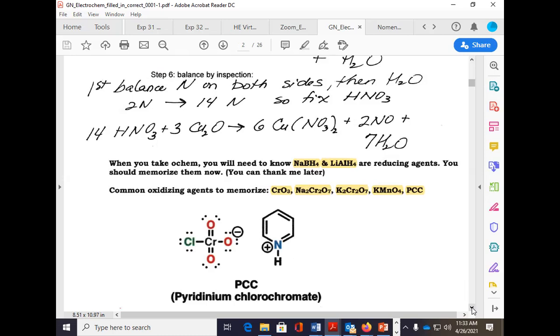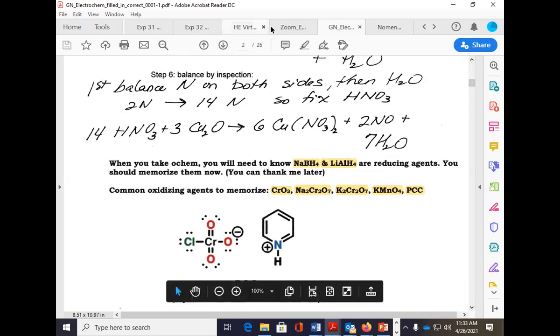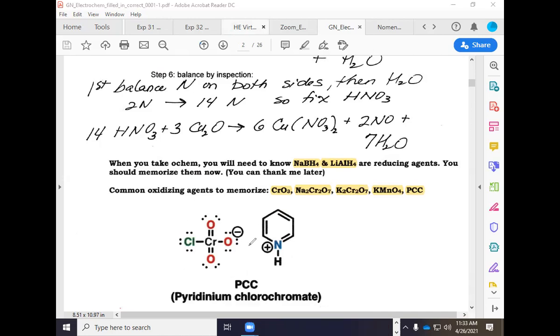Is that the whole PCC? Yes. So it's 2 separate things? Yes. Okay, so this is the chlorochromate part. We know what chromate is, right? But there's a chloro instead of one of the oxygens. This is the chlorochromate, and this is the pyridinium part. So yeah, this is it.